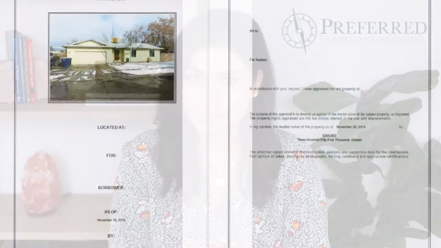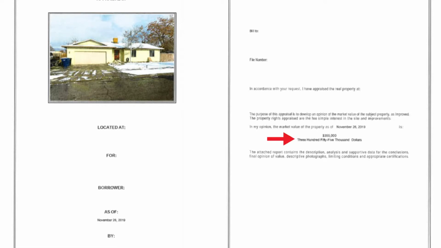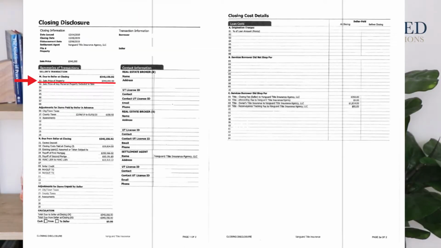Now, you might be tempted to use the cash that they received from selling. We'll get into that in a minute, but we're determining if the asset was sold for at least what it was worth. So the sale price of the property, line M1, is what we want to use. In this example, we can see, based on the appraisal, that the home was worth $355,000. Looking at the closing disclosure, line M1 shows the sale price of the property is $340,000.